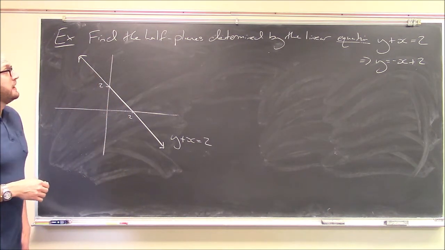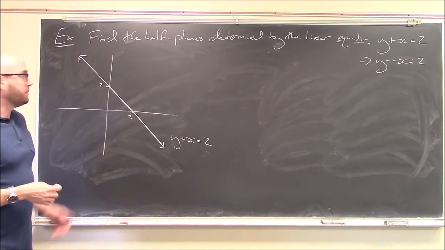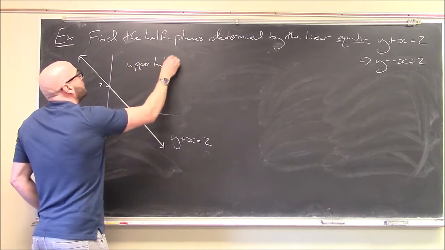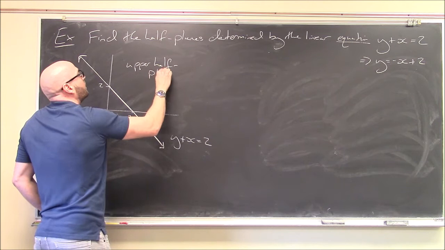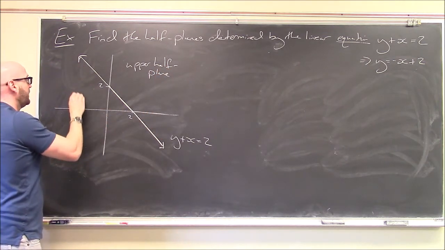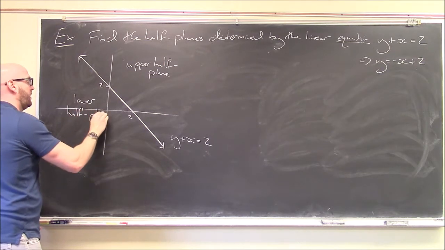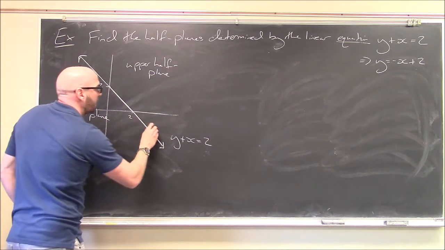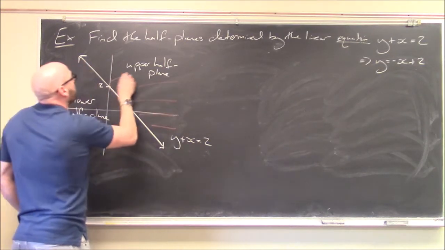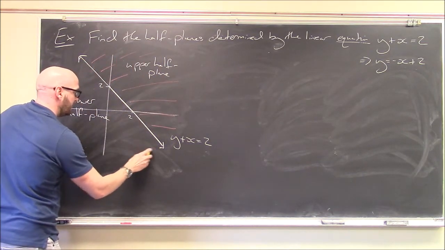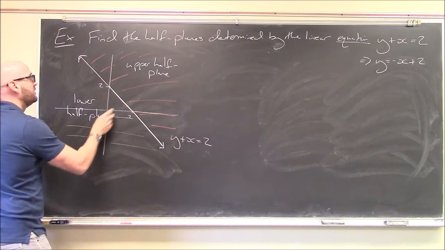And the question was to find the half planes determined by this linear equation. So here we have it. Here we have the upper half plane, and below this line we've got the lower half plane. I don't know if I'm being consistent with my colors here, but just shading one side and shading the other.